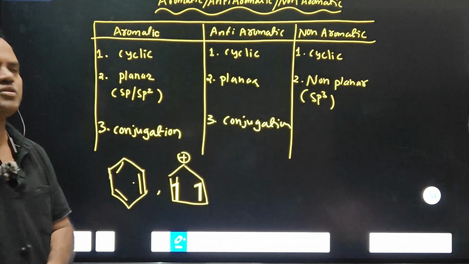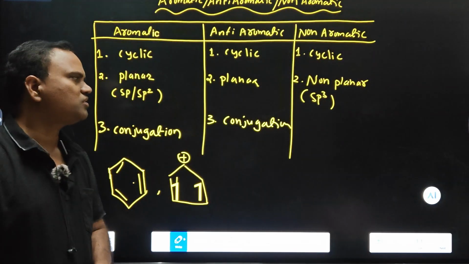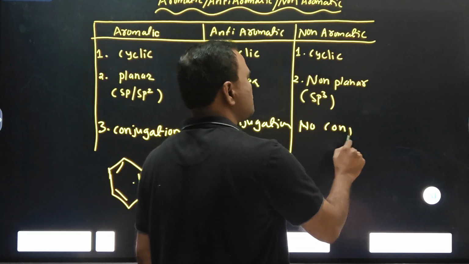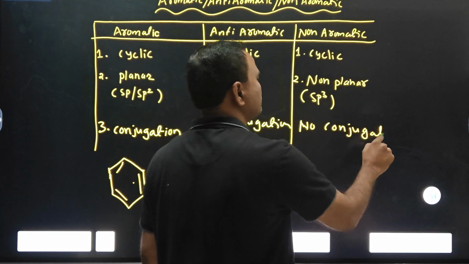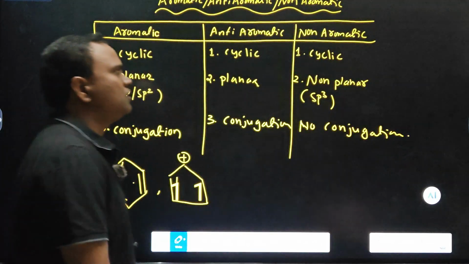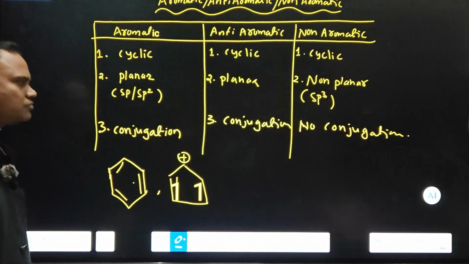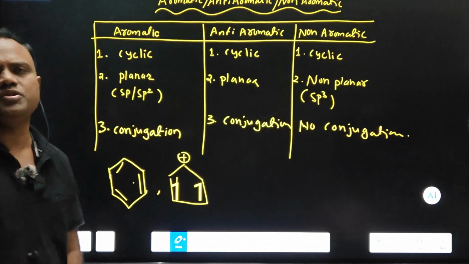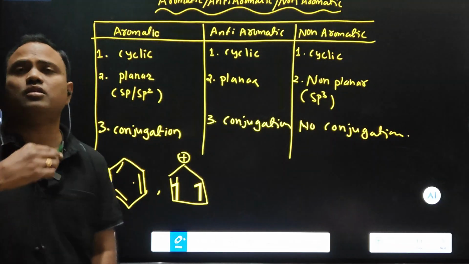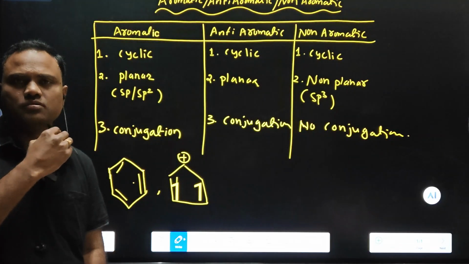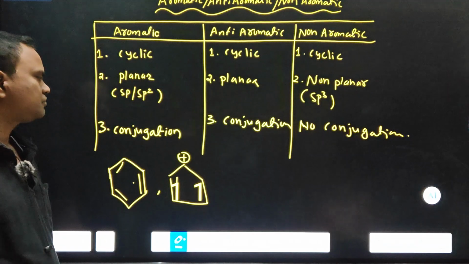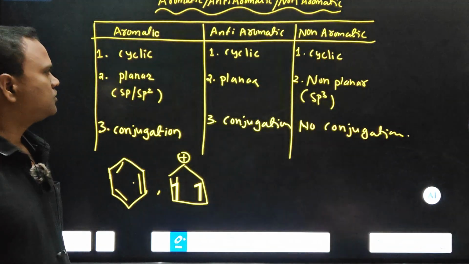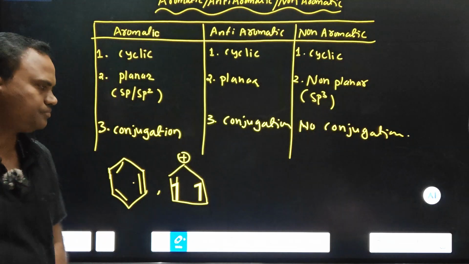Presence of conjugation is required for aromatic and anti-aromatic. Conjugation is not present in non-aromatic compounds. Two times a question came on this concept, aromatic, anti-aromatic, and non-aromatic, in NEET, and that was related to the same examples only. Clear? Right. Next.